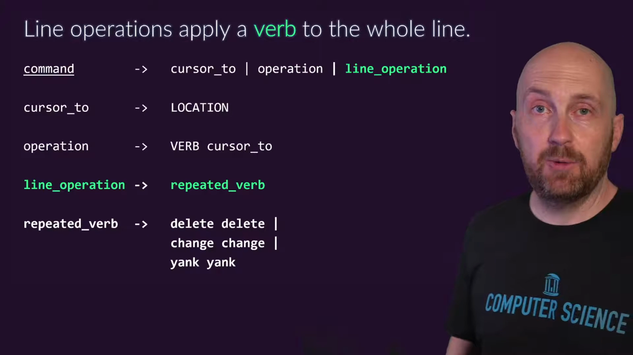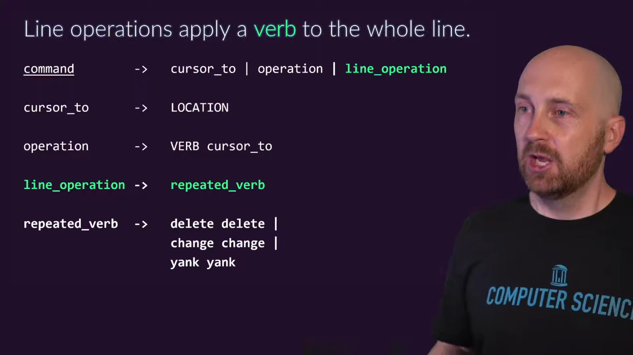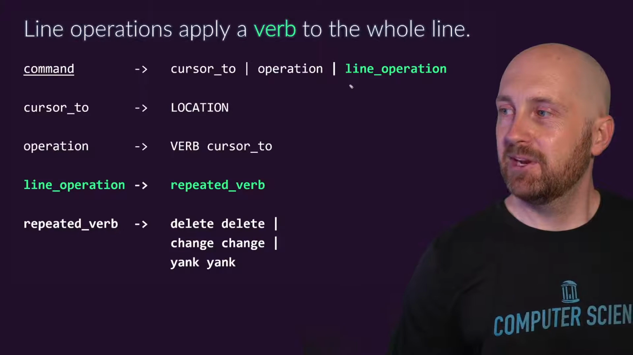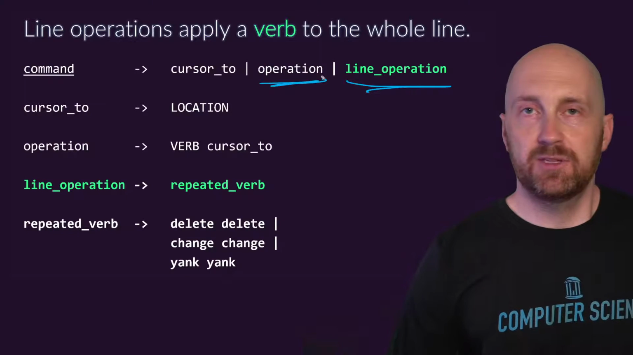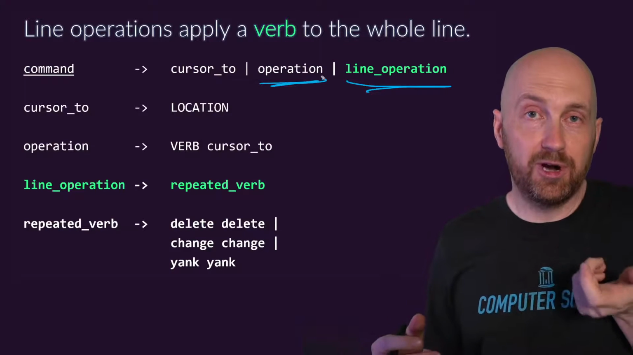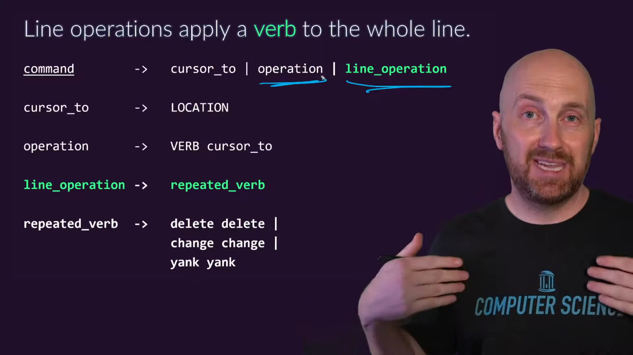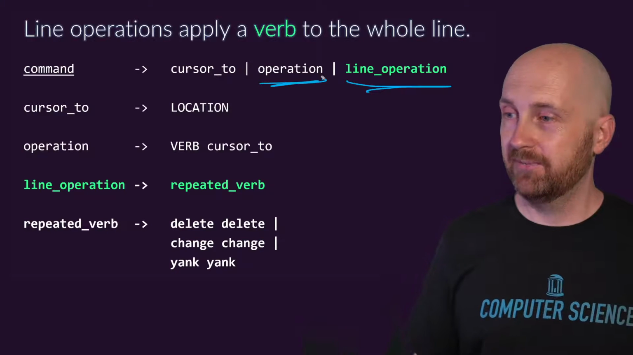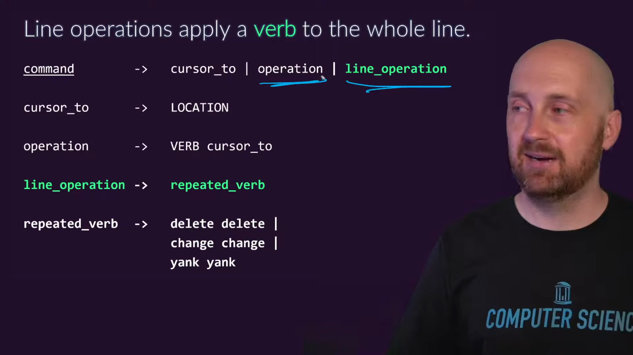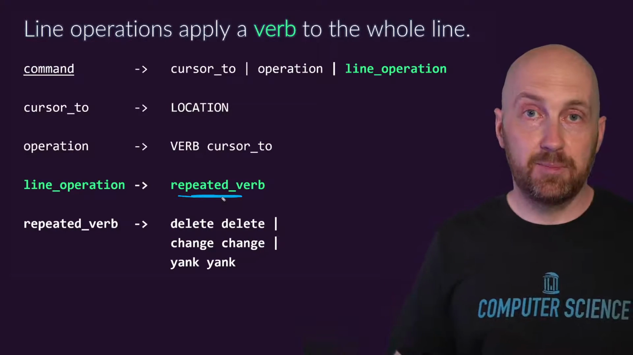So to get a sense of how we can use a grammar and start to extend a grammar and compose concepts in many different ways, notice we're adding a third command. And that third type of command is a line operation. So this operation that we were talking about before, by default, an operation takes you from where your cursor is to some other location. But a line operation is going to apply to the entire line that your cursor is on. Right? So if you want to delete an entire line or change an entire line or yank, copy an entire line, we see that what a line operation is defined as is some repeated verb.